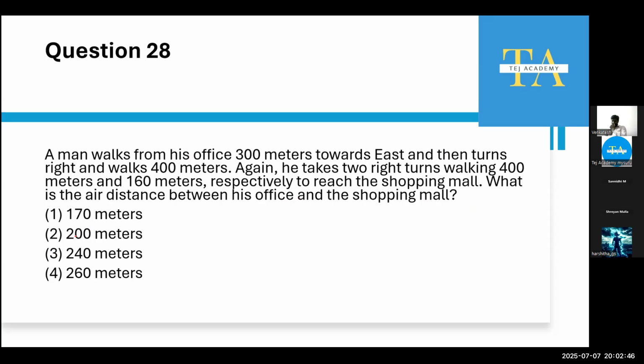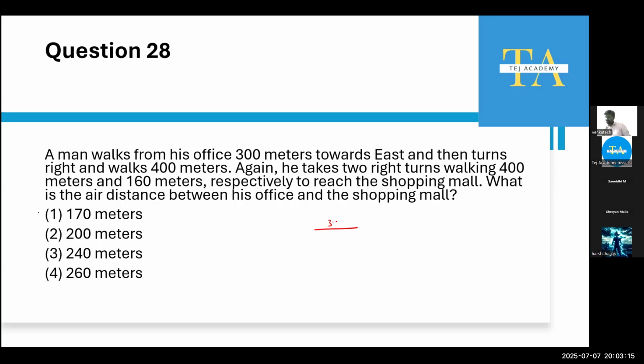Next one. So question number 28. A man walks from his office 300 meters towards the east and then turns to the right and walks 400 meters. Again, he takes two right turns, walking 400 and 160 meters respectively to reach the shopping mall. So what is the distance between the office and the shopping mall? So office, 300 meters towards the east.